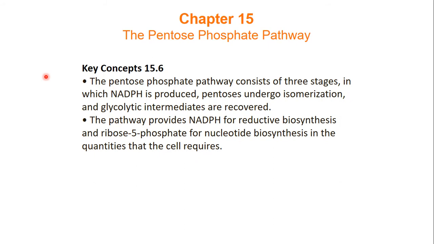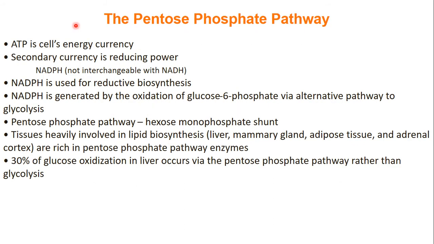In this video, we're going to go over the pentose phosphate pathway. Now, all throughout glycolysis and biology, we've learned that ATP is the cell's energy currency. It allows us to do stuff. But ATP isn't the only energy reserve the cell has. It has a secondary currency in reducing, that is, reducing elements. We can get energy from that.